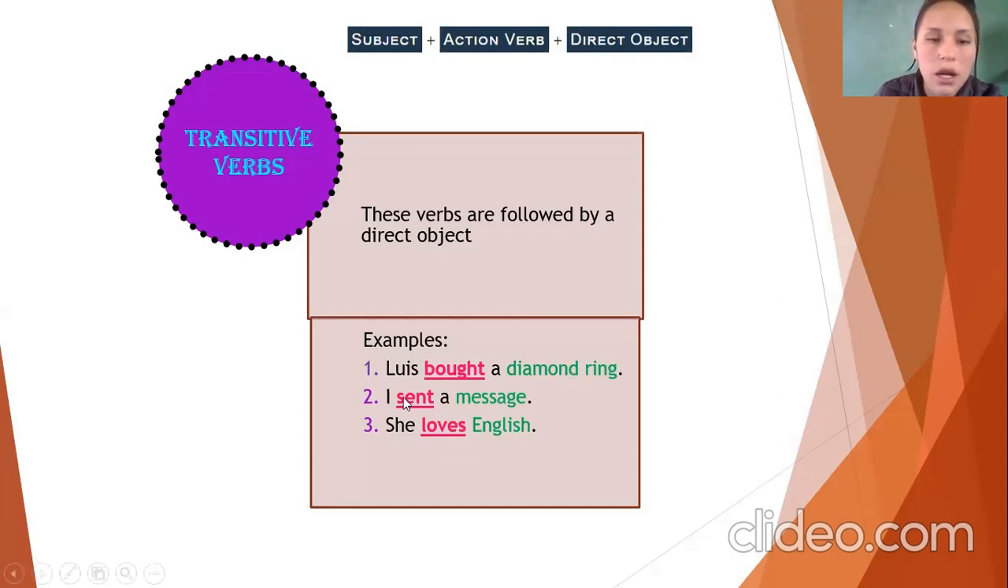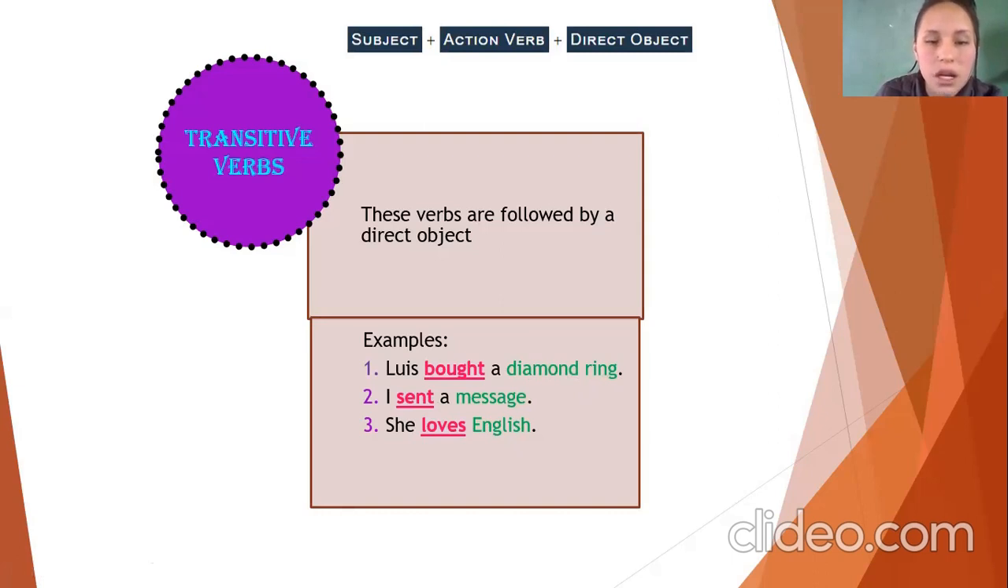In the same way, it happens in the second example. We have the subject plus an action verb followed by a direct object. The third example is, she loves English. The verb love is a transitive verb that requires a direct object.